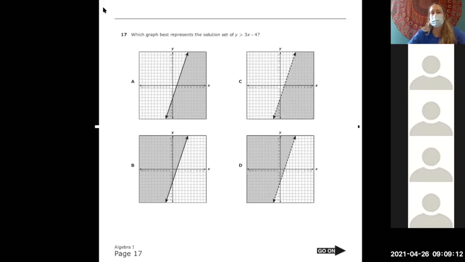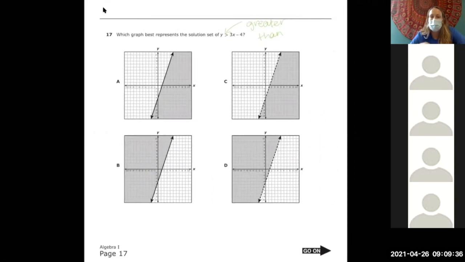Alrighty, let's go over this one. So it says y is greater than 3x minus 4. And so let's talk about this being greater than. That means that it's going to be the values that are the biggest. If you look at all of these graphs, they're all graphed with the same line, just some are solid and some are dashed, and the shading is different. So we don't really have to worry about the actual line and graphing the y-intercept and the slope. We can just focus on what the line should look like and where it should be shaded.